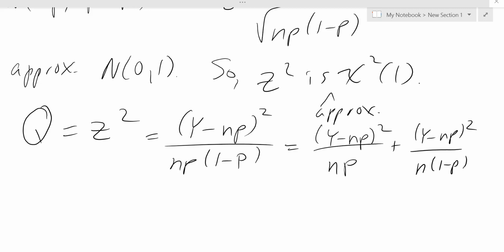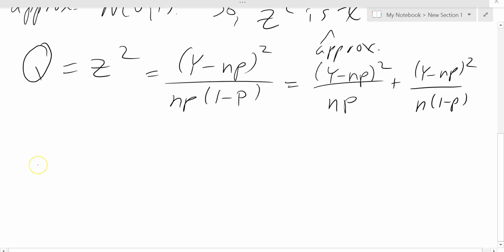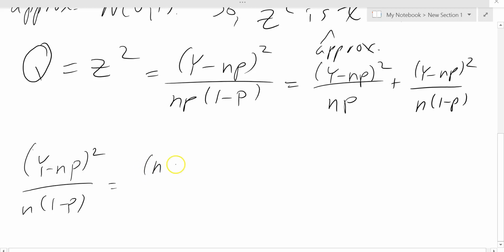Okay? Well, if you know the number of trials is n, and you know the number of successes is y, how many failures do you have? N minus y, right? So in this second term here, if I just concentrate on the second term, y minus np squared over n times 1 minus p, if I add and subtract n in the top, let me do it this way, n minus y minus n, it's np squared.